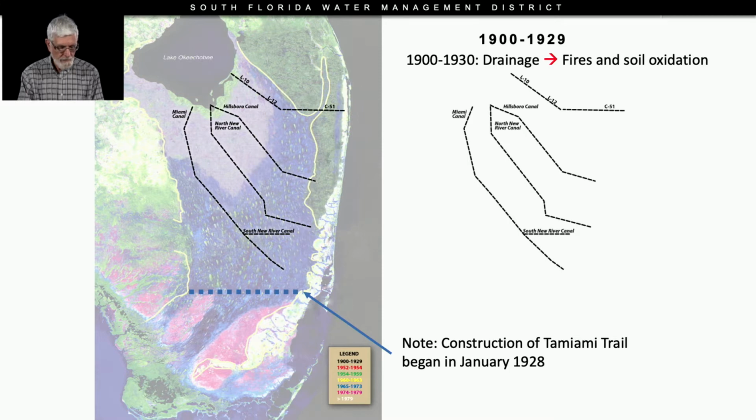I do want to bring up the fact that there was also the construction in 1928 of the Tamiami Trail Road, which acted like a dam and was put in to not only get across from east to west and west to east, but also to drain this system for agriculture and development.